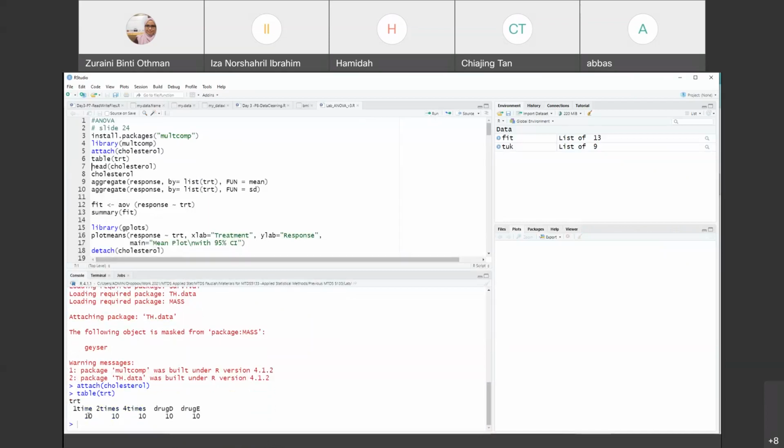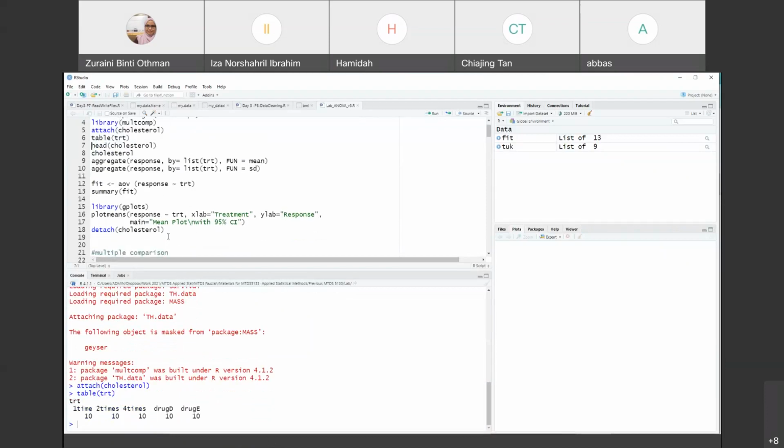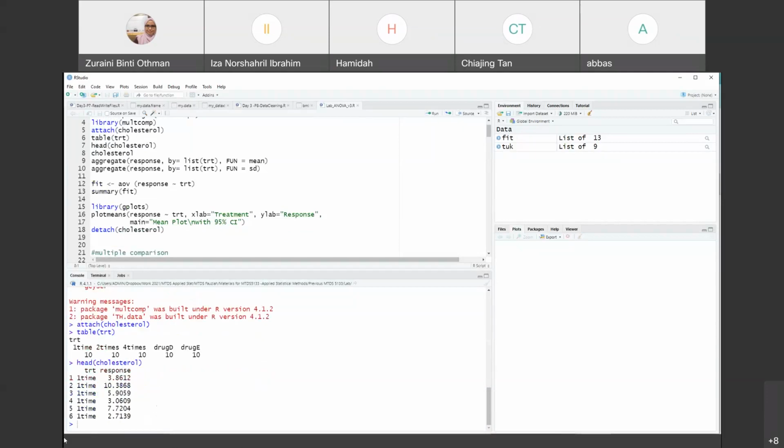Okay, here. Okay, let us go. Later I will explain one by one. Okay, and this is one time. Okay, we have a different group, which is we have 50 and 10 for one time, 10 for two time. Okay, this is the head of cholesterol table, and this is TRT one time. The response is 3.8612. Okay, then this is the aggregate. The aggregate by function mean.